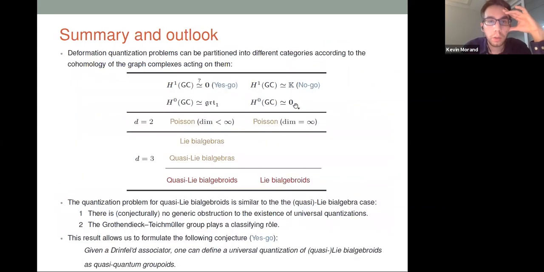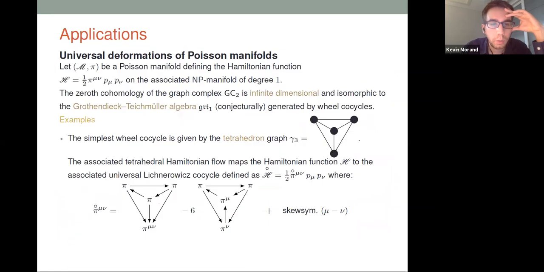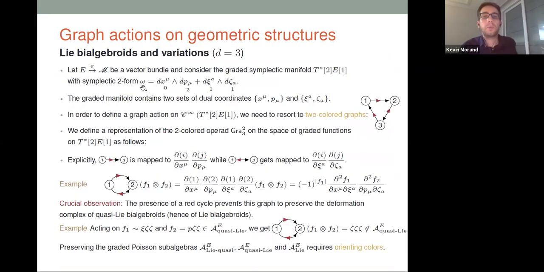Okay, maybe if you allow me, I will go to an appendix section where maybe this is explained in a bit more detail. So all of this construction, I didn't mention it explicitly, but we use the fact that we can formulate all these structures as Hamiltonian functions on a graded symplectic manifold. This is the case for Poisson manifolds, where we can formulate them on T*[1]M, the shifted cotangent bundle. For the Lie bialgebroid case, the graded symplectic manifold is given by T*[2]E[1]. Given a vector bundle, we can define this graded symplectic manifold, and this is the form of the symplectic form. We have two sets of coordinates, x^mu and p_mu, where p_mu is of degree two, and xi and zeta, which are both of degree one.